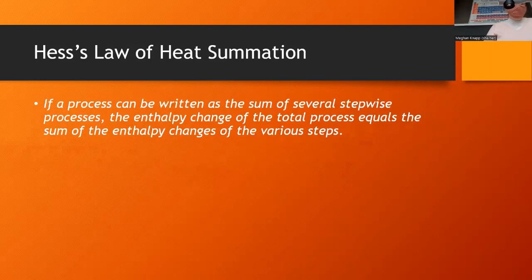So this is the definition of Hess's law. If a process can be written as the sum of several stepwise processes, so I have one overall reaction that is really the sum of 2 or 3 or 7 or 20 individual reactions, then the enthalpy change of the overall is going to be the sum of the enthalpy changes of the steps.